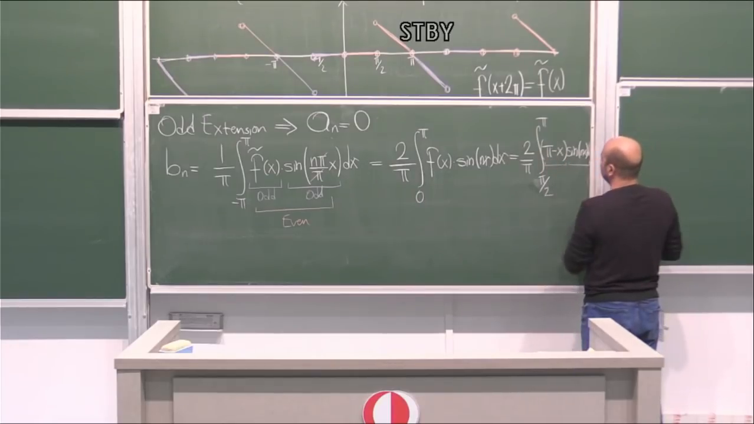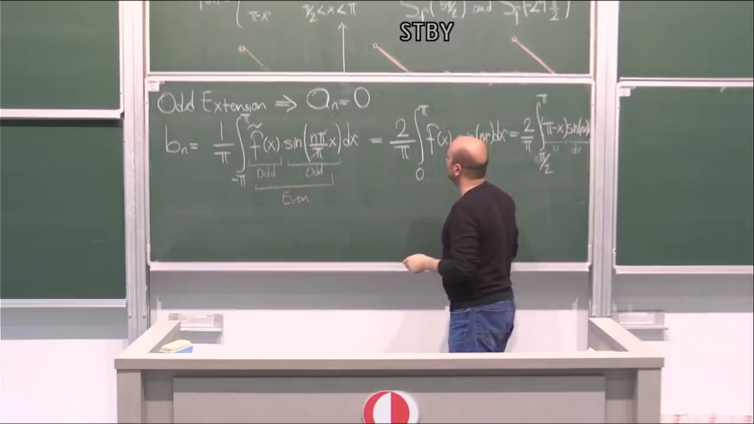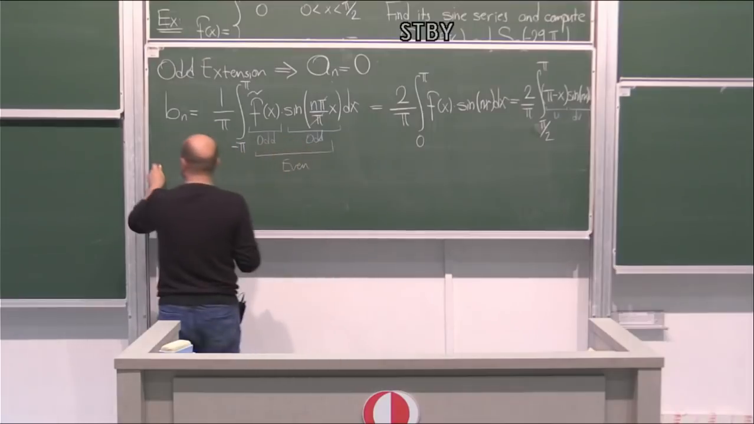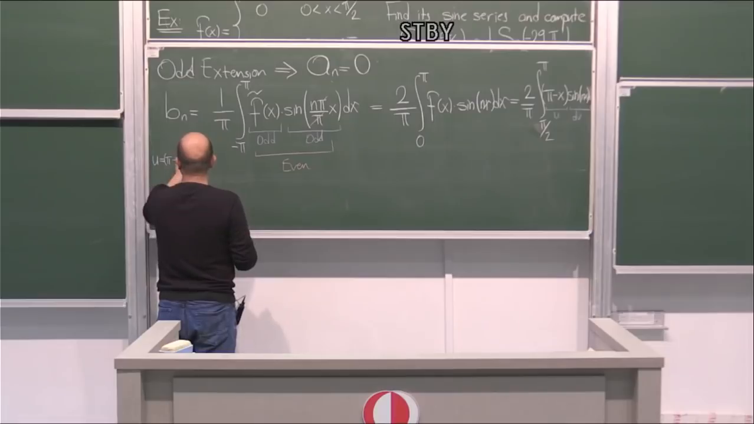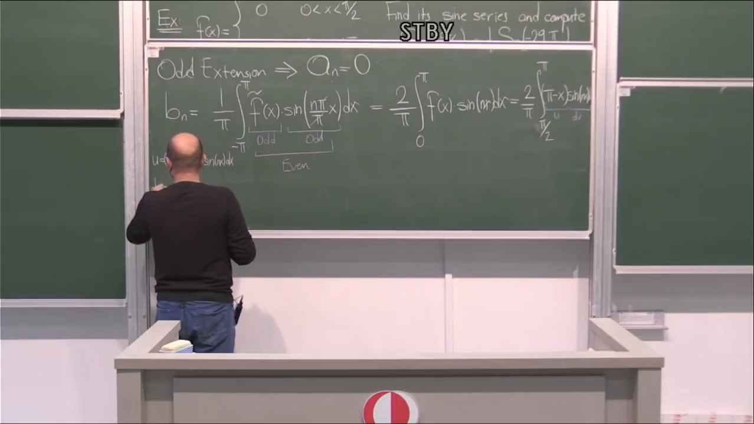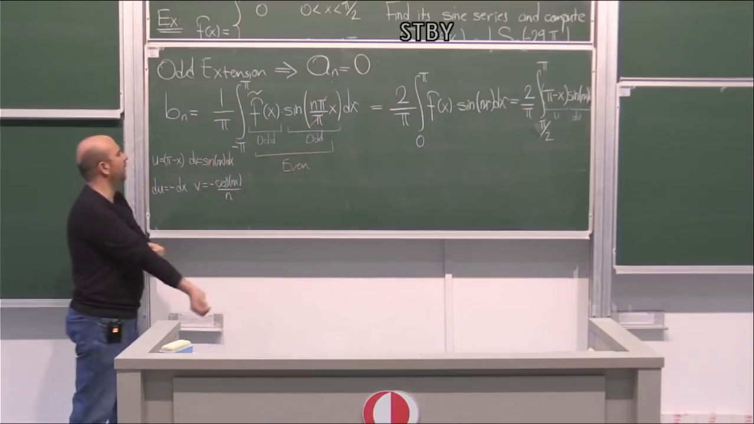So this is a product. I will say this is my u, this is my dv, so I will use integration by parts. Let's write here, u is equal to pi minus x, dv is equal to sine nx dx. So du is equal to minus dx, v is equal to minus cosine nx over n. This is what we have.